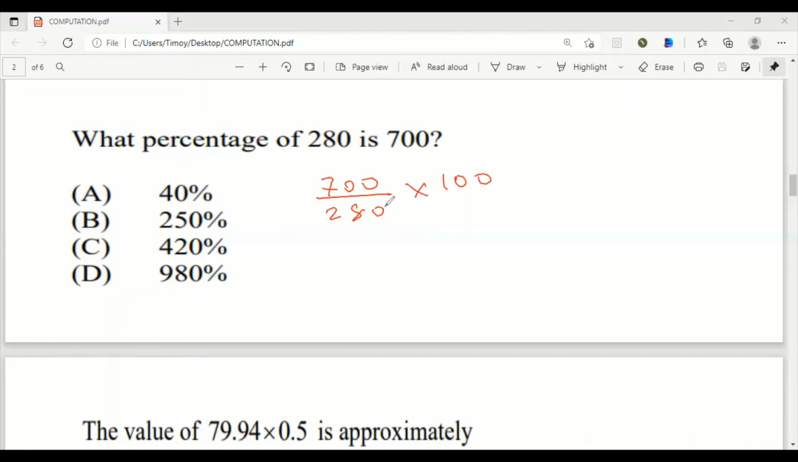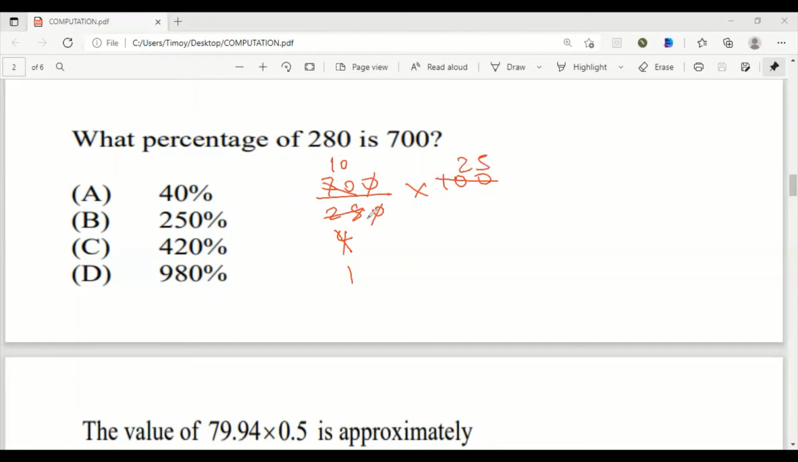So we know that 0 will cancel 0, so we're left with 70 over 28. Both 70 and 28 are multiples of 7, so therefore they can be divided by 7. So 7 into 70, that will give us 10, and 7 into 28, that will give us 4. And 4 into 4, that will give us 1, and 4 into 100, that will give us 25.